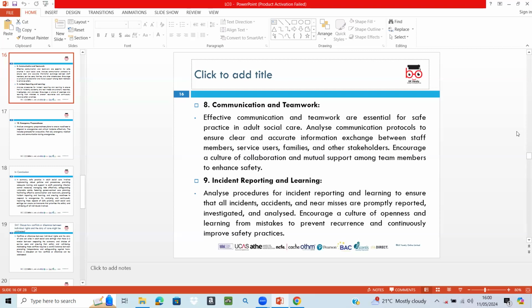in adult social care. Because we are talking about everything in the context of adult social care, evaluation of communication protocols is vital to facilitate clear and effective information exchange among staff members, service users, families, and stakeholders in adult social care settings. And analysis of communication procedures should emphasize the importance of clarity, accuracy, and timeliness.